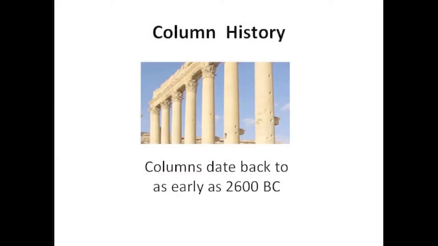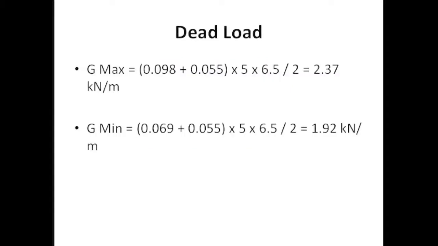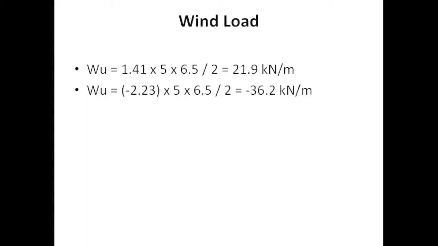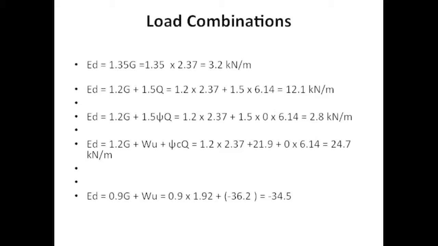Column design. Columns date back to as early as 2600 BC. We use our dead load from part 1. Our Gmax is 2.37 kilonewtons and our Gmin is 1.92. We also use our live load from part 1, our live load being 6.14 kilonewtons. We also use our wind load from part 1, our pressure being 21.9 kilonewtons, and our suction being negative 36.2 kilonewtons.